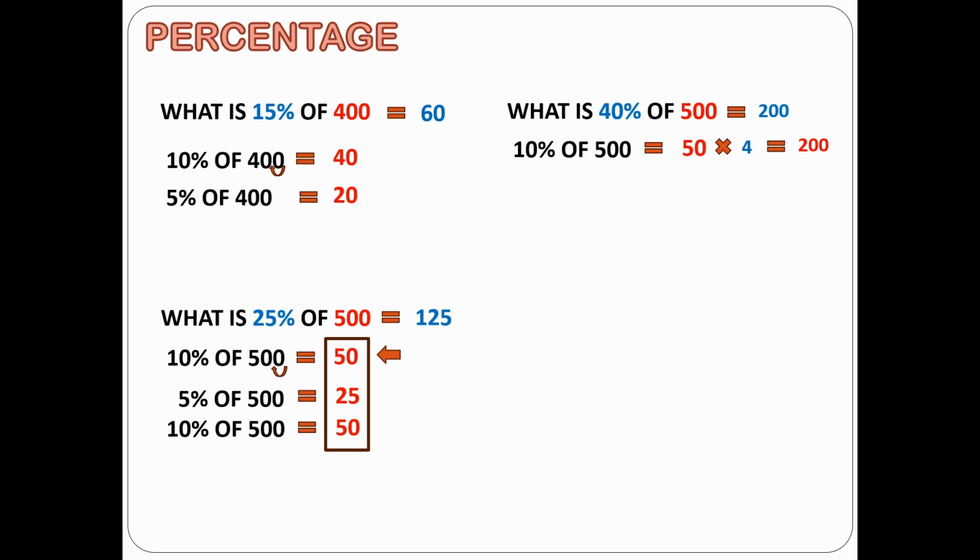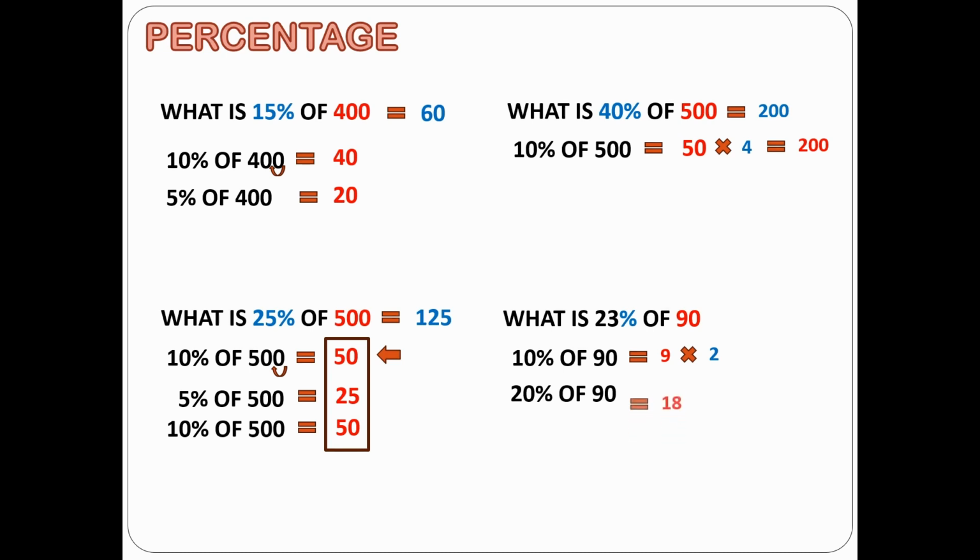Let's move on to our next example. What is 23% of 90? First, let's calculate 10% of 90. 10% of 90 is 9. And 20% of 90 is basically 9 times 2, and that is equal to 18.